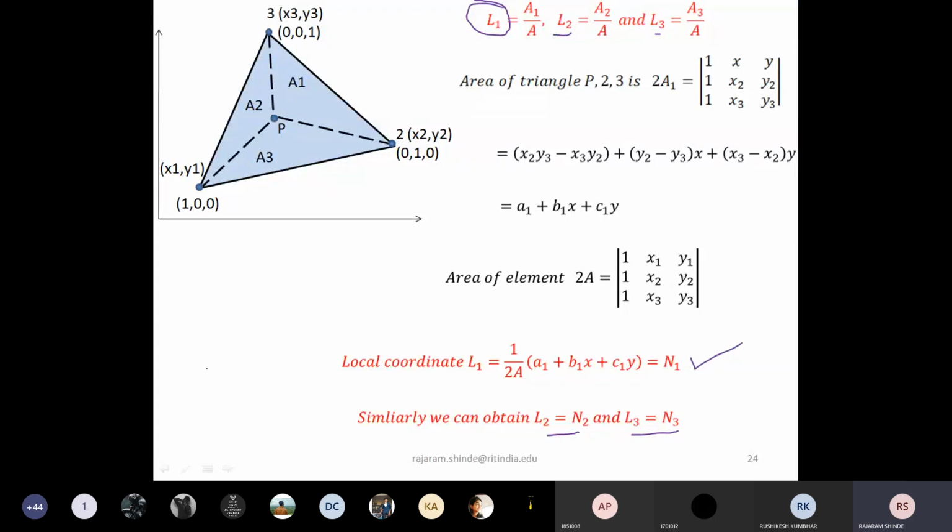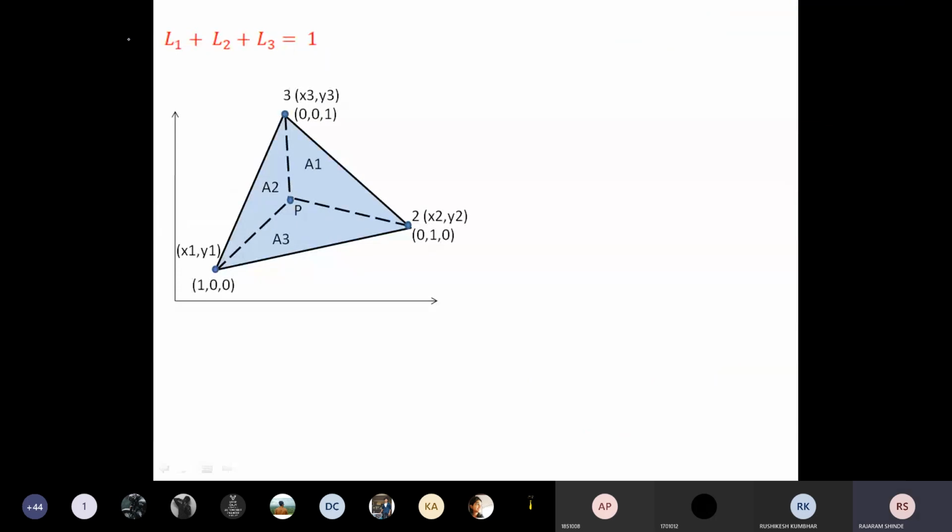Now same thing which we have done for one-dimensional element, local coordinates L1, L2 are equal to n1, n2. Here you have three natural coordinates L1, L2, L3, and they are equal to the shape functions N1, N2, N3. Okay, this is the first thing. Second thing, if I take the addition of L1, L2, L3, you know this equation, it is equal to 1.